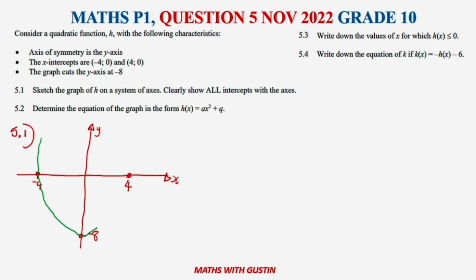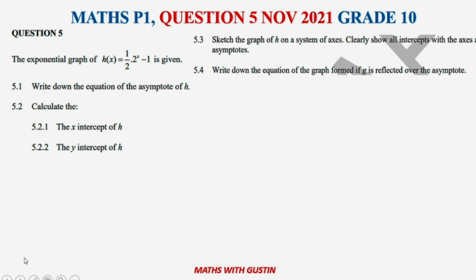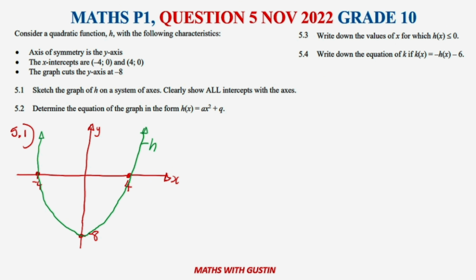Based on what is given to us, the graph is going to look like that. So this is the graph of h. It's a parabola. Looks pretty good. I think it's fine enough. Sorry about that, guys. Okay, and then I think now we can move right along and go to 5.2.